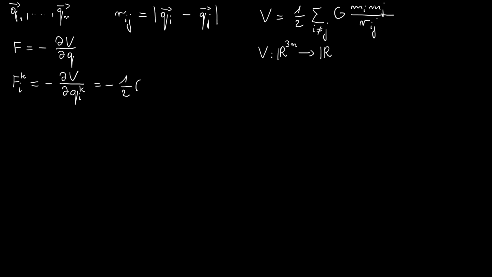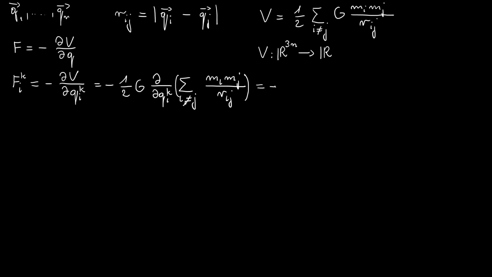Let's leave 1/2 and G before the summation. Let's write the derivative now, and let's write the summation using l, j, where l is different than j, and we will consider all Ml, Mj divided by Rlj. Now, let's think about it for a while. Only those parts of this summation which depend on q_ik will contribute to the derivative. Those which are not dependent will simply vanish.